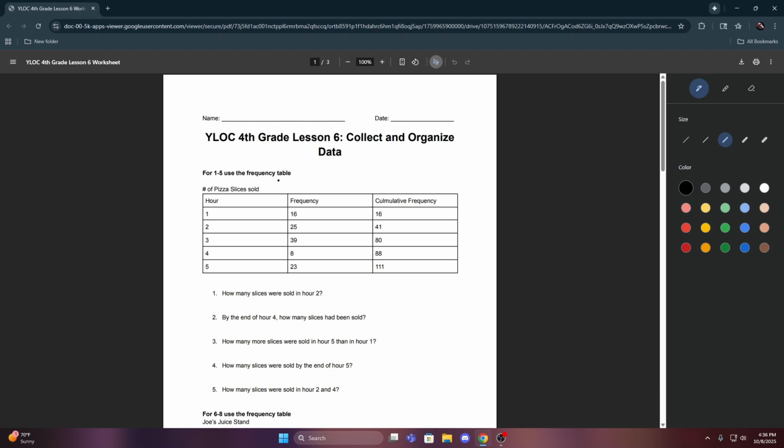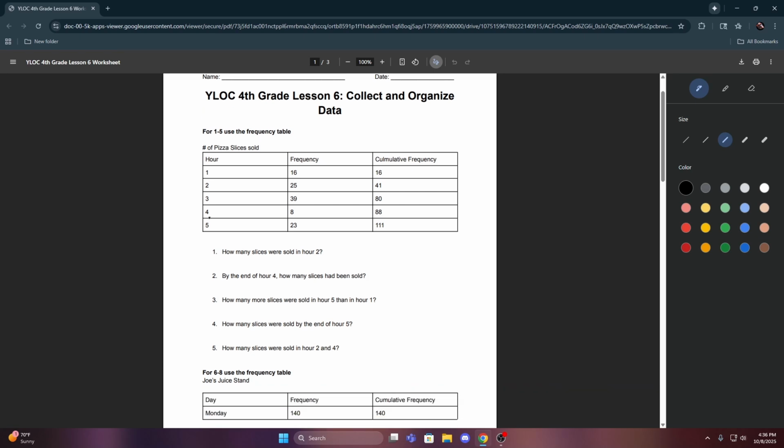For questions 1 through 5, use the frequency table, which is right here. Now, how many slices were sold in hour 2? For this, you want to find what hour we're talking about, which is 2, and find the corresponding frequency, which in this case is 25.